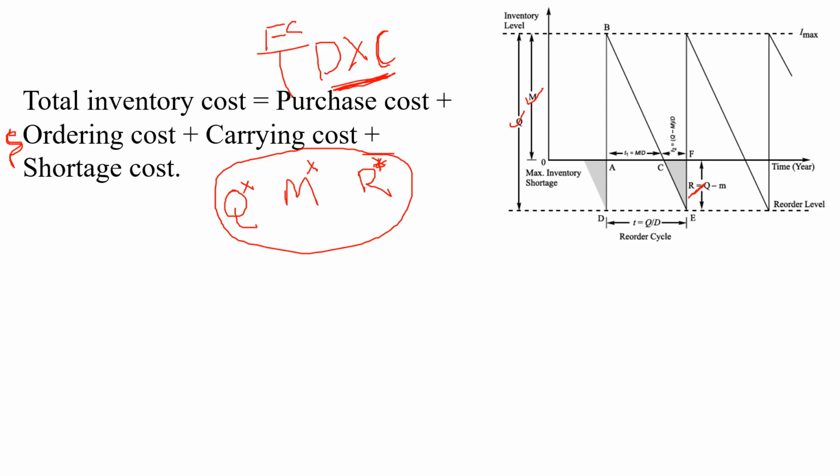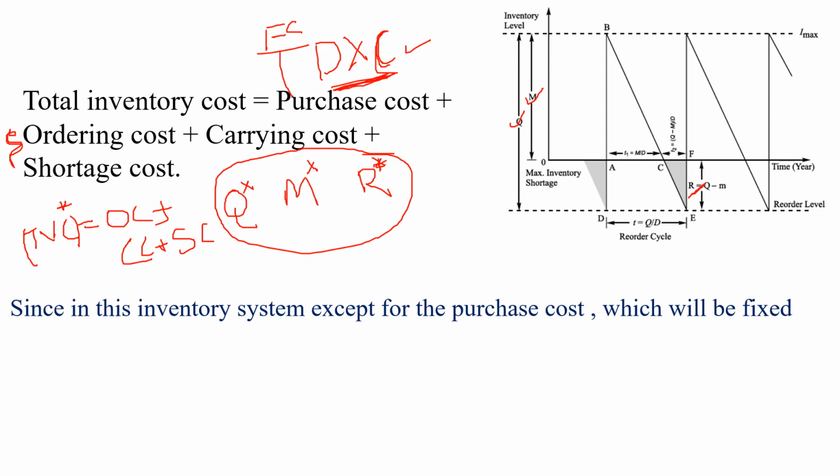For this I have to consider only the variable cost, so I have to write down the total variable cost equal to ordering cost plus carrying cost plus shortage cost. So I have to determine the optimized cost, that is the TVC star. For this I consider only the ordering cost, carrying cost and shortage cost. We are not considering the fixed cost, that is the purchase cost, since in this inventory system the purchase cost is the fixed one.